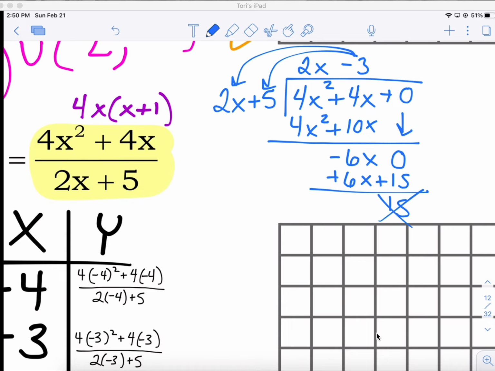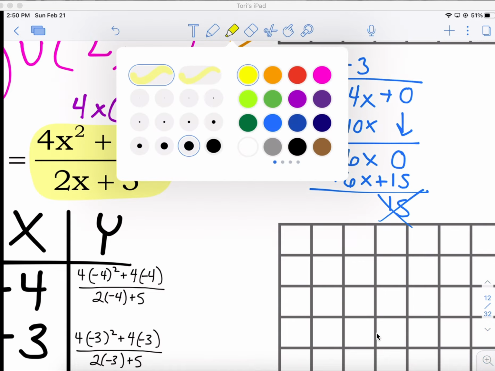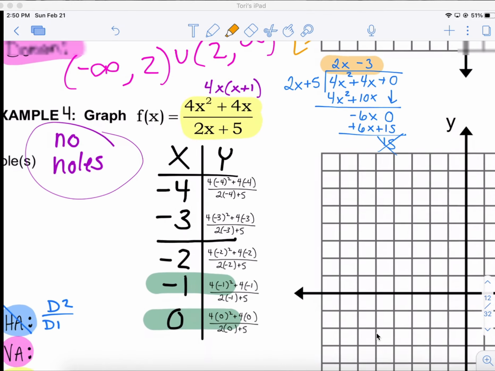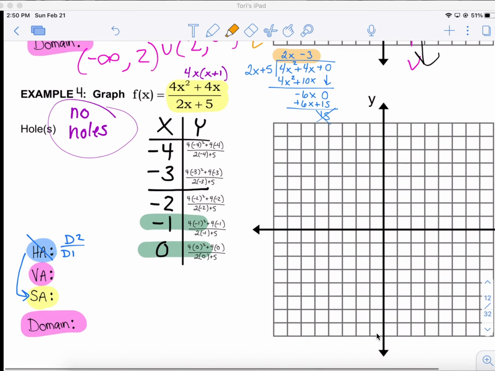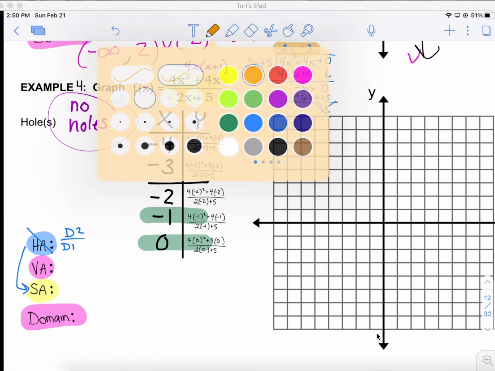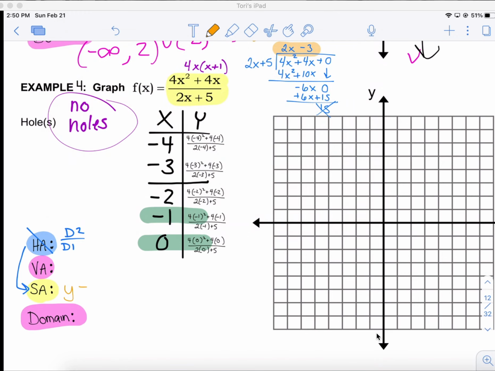We don't care about the remainder. My slant asymptote would be this piece right here, okay? And again, I want you to have that on your paper, but you would not necessarily have anything like that on your assignment or on a quiz, okay? All right, so slant asymptote is that y equals 2x minus 3.